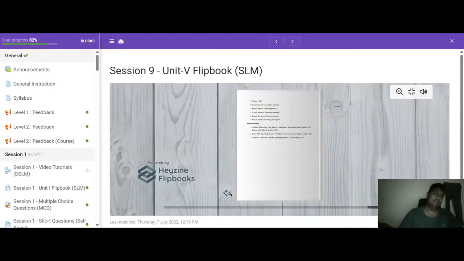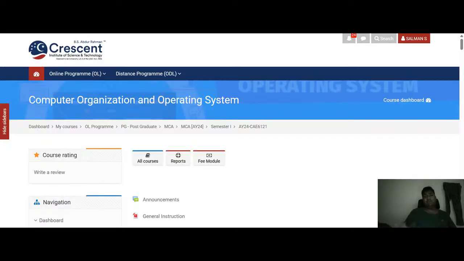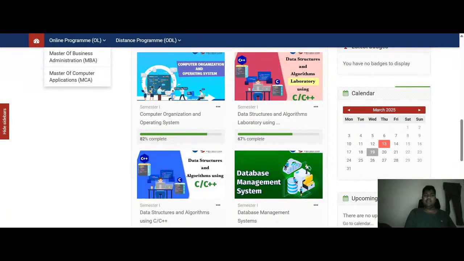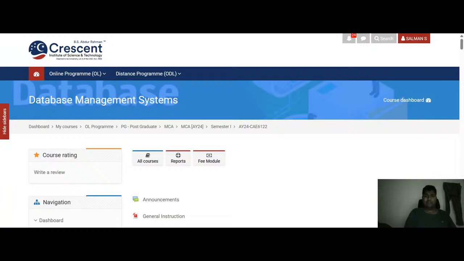Okay. These are the concepts we saw today. Today, Max, I have completed Unit 4 and Unit 5 in Computer Organization. Today, we will see data structures. DBMS first, we will go with DBMS and then we will start with data structures.